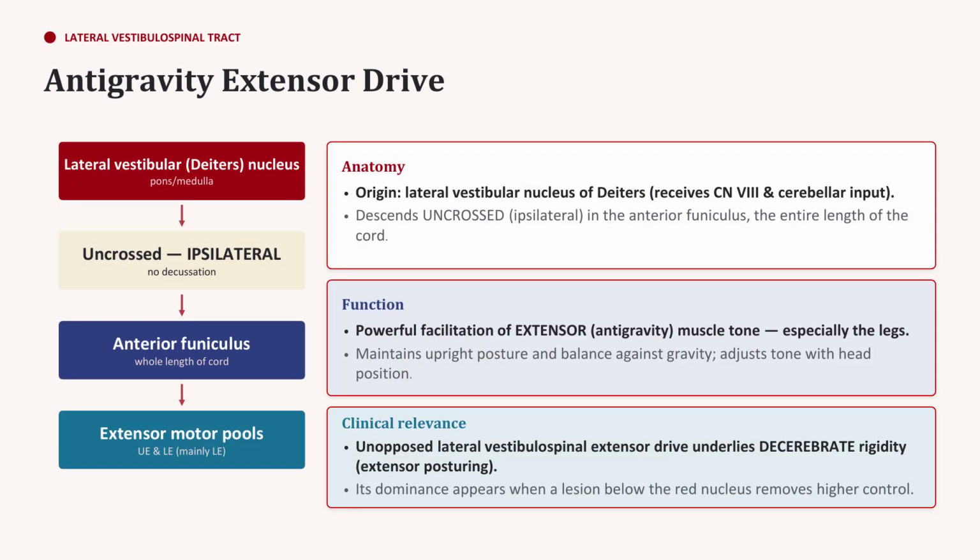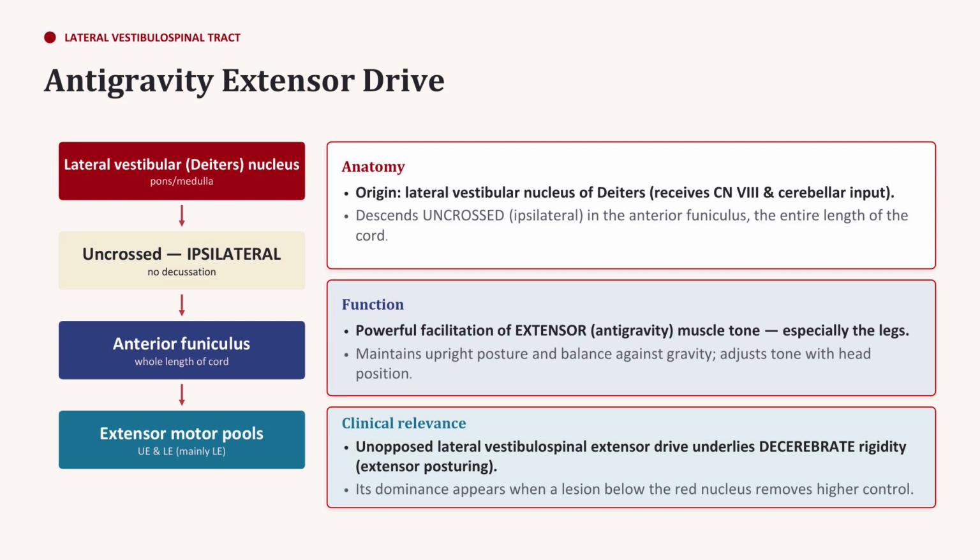The lateral vestibulospinal tract arises from the lateral vestibular nucleus, also called the nucleus of Deiters, which receives vestibular input from the eighth nerve and modulating input from the cerebellum. Critically, it descends uncrossed, ipsilateral, in the anterior funiculus, and it runs the entire length of the cord. Its function is to be the great anti-gravity pathway. It powerfully facilitates extensor muscle tone, especially in the legs, to keep you upright against gravity, and it adjusts that tone as the head moves so that posture stays stable. Think of it as the tract that stiffens your legs to hold you standing.